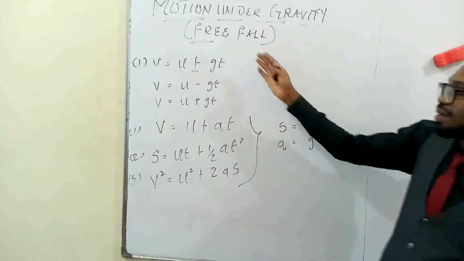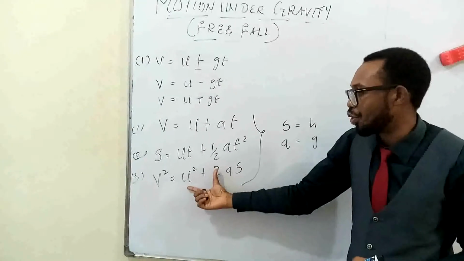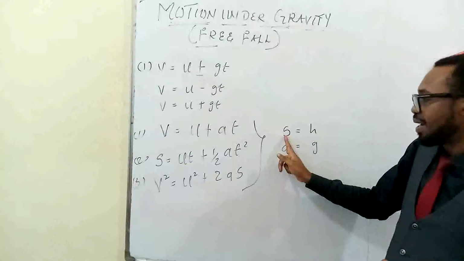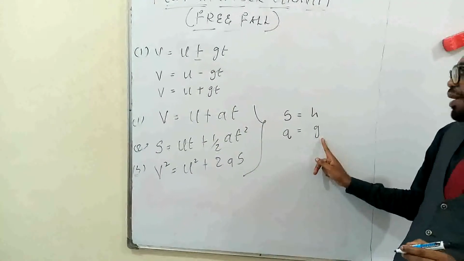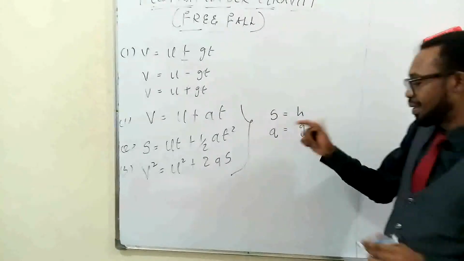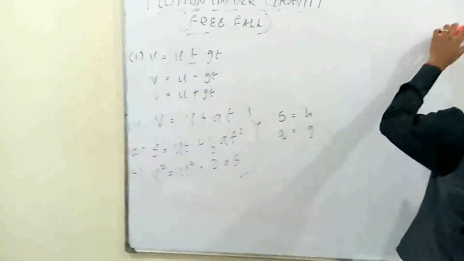So we can rewrite the whole of these three equations, where we have seen S, we use H, and wherever we see A, we put G. Is that clear? Okay, so take this down briefly before we continue.